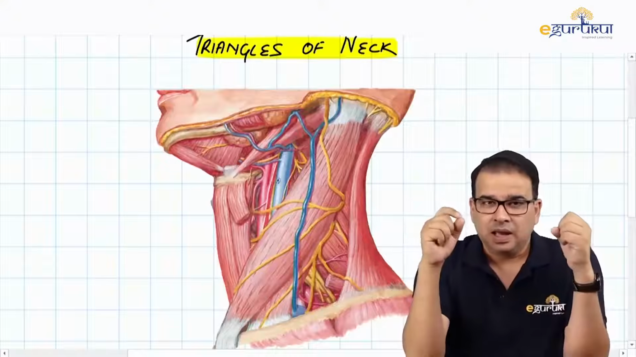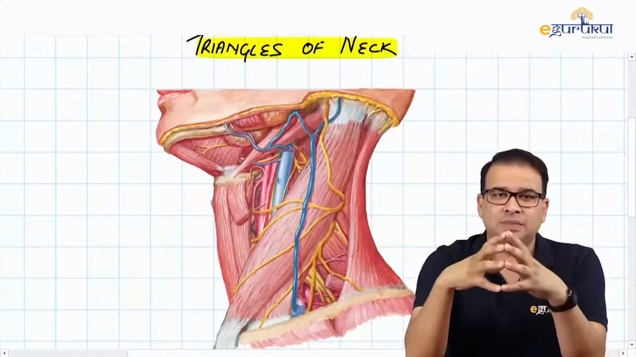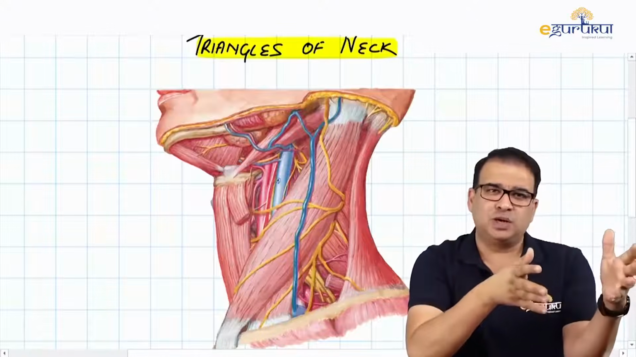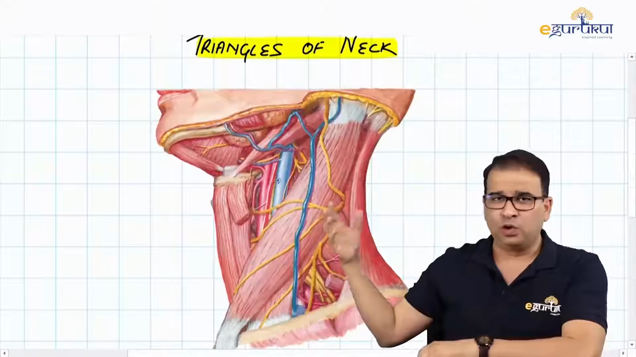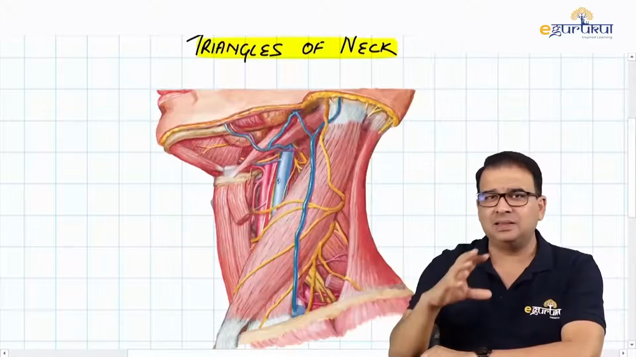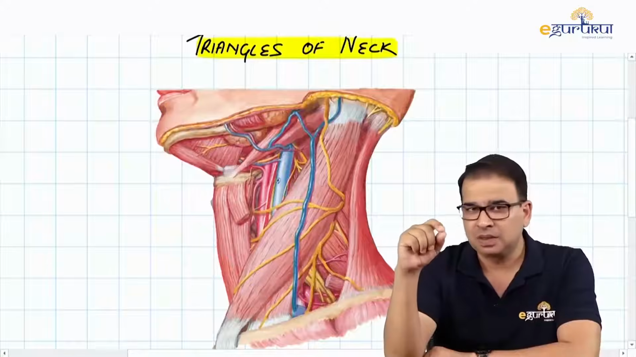And from the PGME point of view and the clinical point of view, I would say that if you're a first year student, then obviously you need to know the boundary of the triangle, what is the floor, what is the roof, what is the content, in that particular sequence. So we will discuss them in that sequence as well.